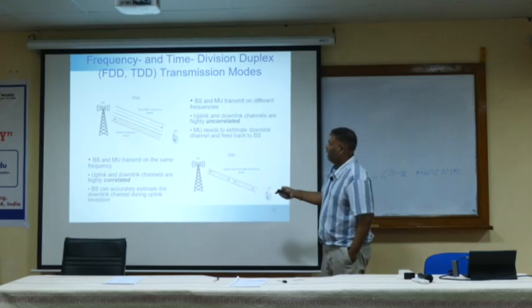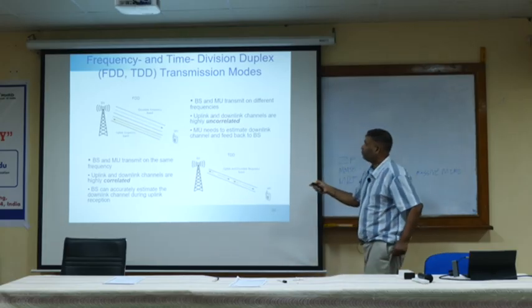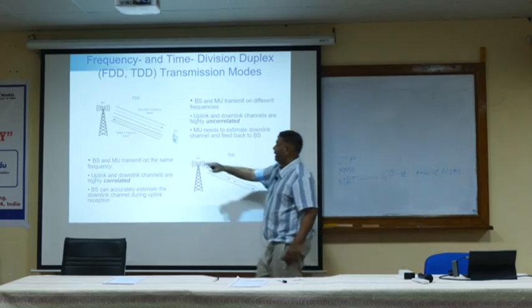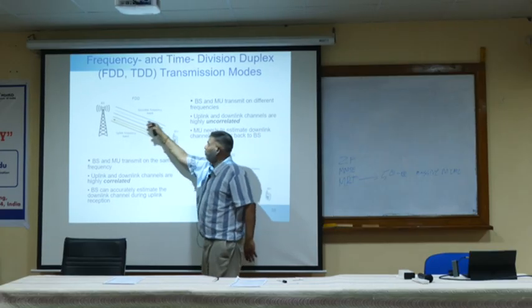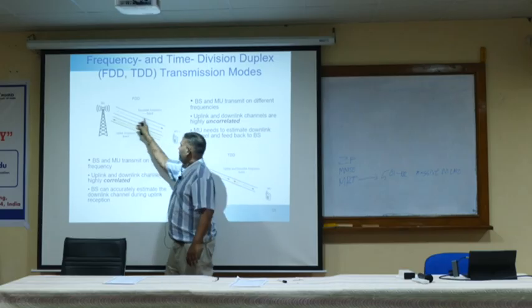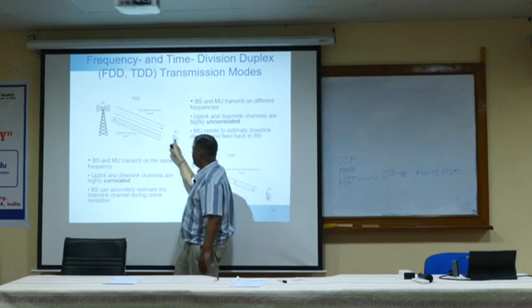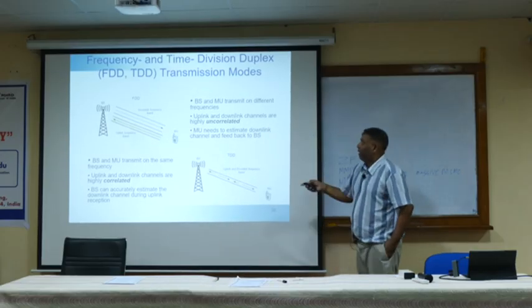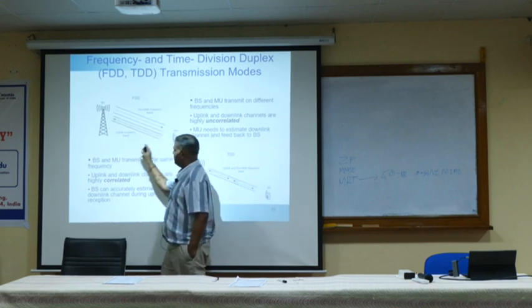Okay, so because the uplink and downlink are different frequencies, the channels will be different as well. So here, the base station and mobile unit transmit on different frequencies. Uplink and downlink channels are uncorrelated. Because they are different frequencies, the downlink channel and uplink channel are different. So to do downlink pre-coding, this guy needs to know this channel. But this guy does not know the channel. What they do is send the pilot signal and this guy estimates the channel and then feeds back. Then only it can do pre-coding. Pre-coding needs channel knowledge. But because this channel is different from this channel, this guy has to estimate and feed back.